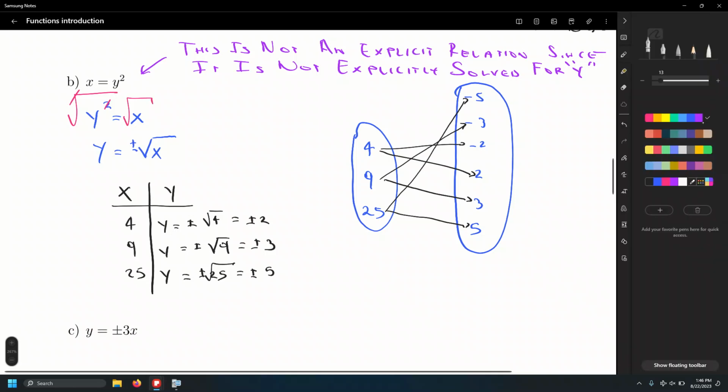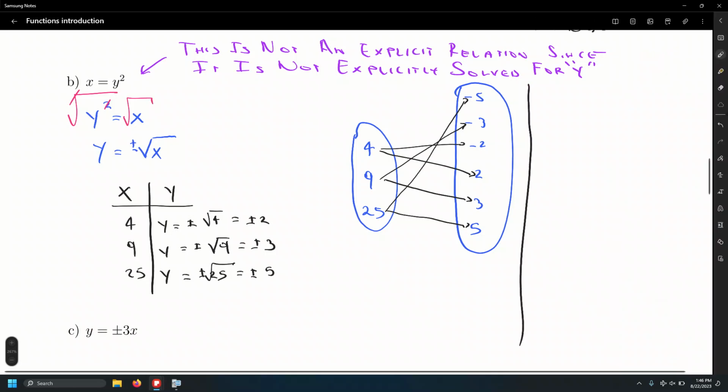Now, there's a little downside here with y's not being solved for, with equations not being explicitly solved for x. And let me do that on the side. Check this out. What if instead of x equals y squared, I had x equals y cubed? Initially that doesn't look like a function because y is not solved explicitly. That's our first thought here. However, let's see if we can solve for y. In the same way that we took the square root on both sides in letter B, what would we do to get the y by itself for the y cubed?